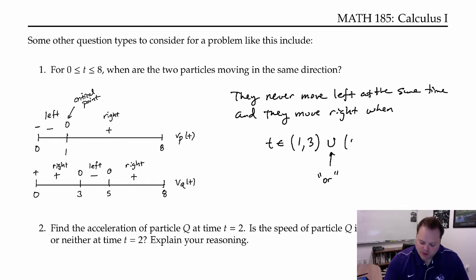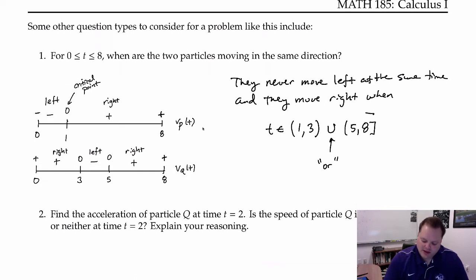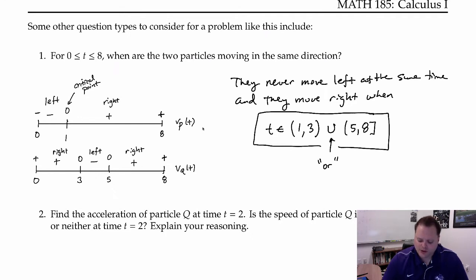So they're both moving right from 5 to, we can plug in 8 real quick on both of those, and you'll see that both of these are moving to the right at 8 as well. So 5 to 8, but we would include 8 there. So this would be the correct answer here. And I'd love to see you use this interval notation. You could also say 1 less than t less than 3, or 5 less than t less than or equal to 8. That would be okay as well.